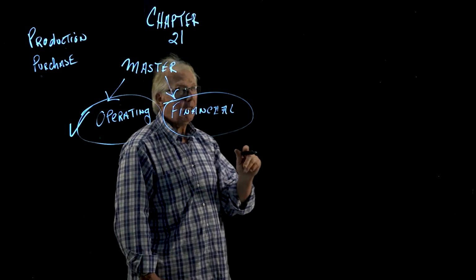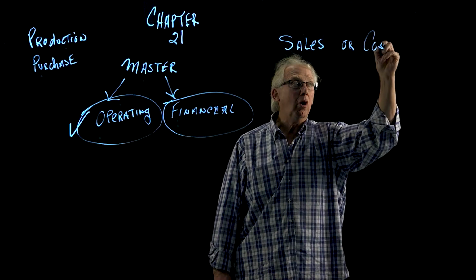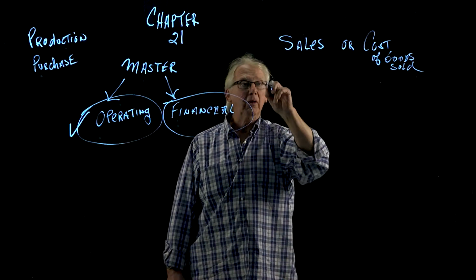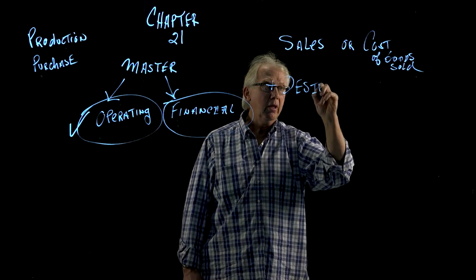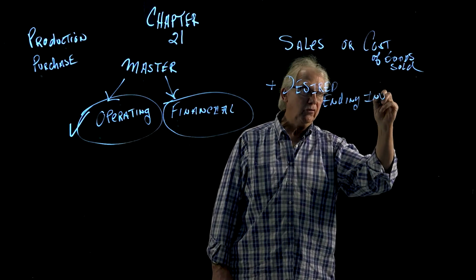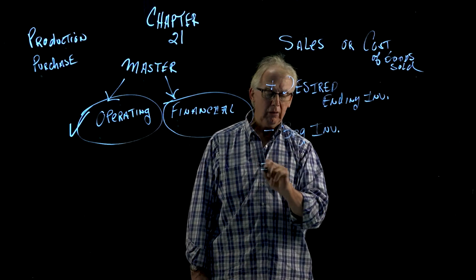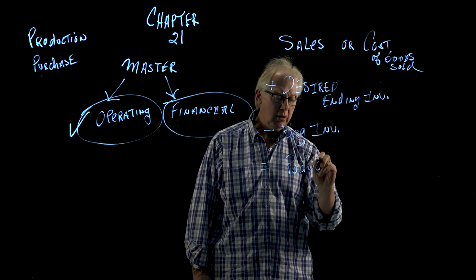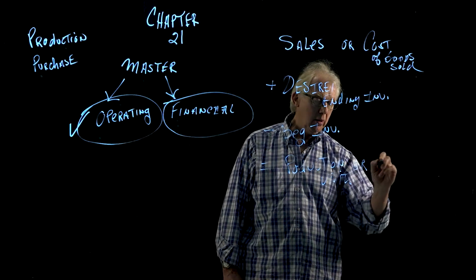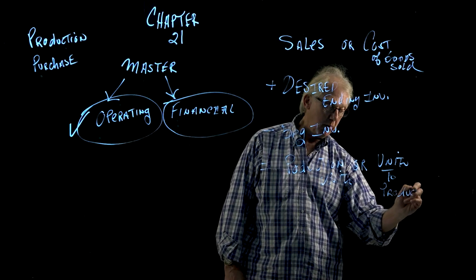And that formula is sales, or cost of goods sold, plus desired ending inventory minus beginning inventory equals production units, or units to produce.